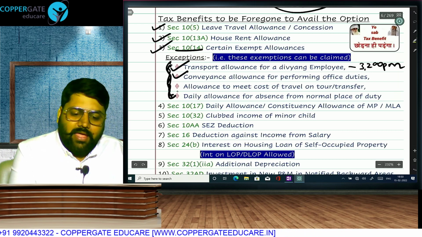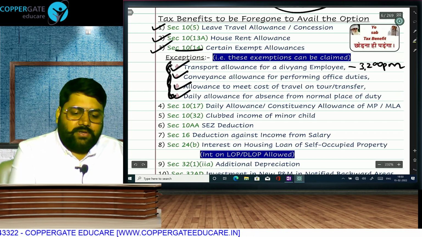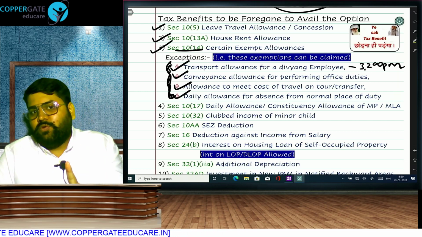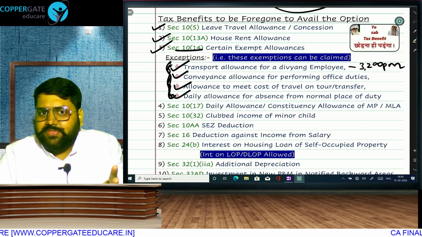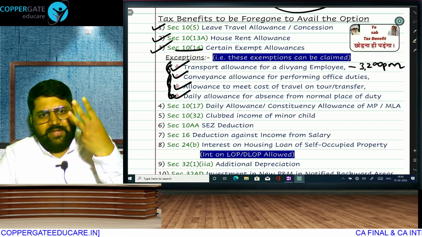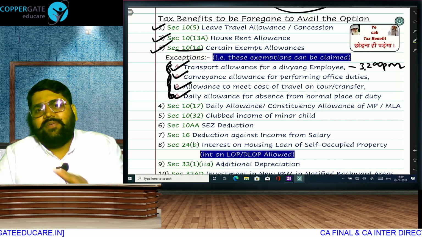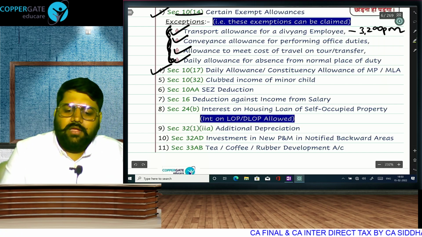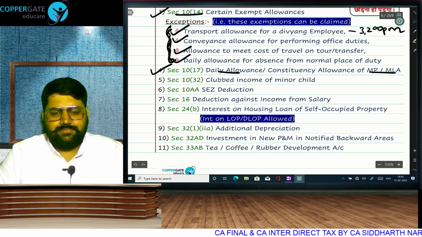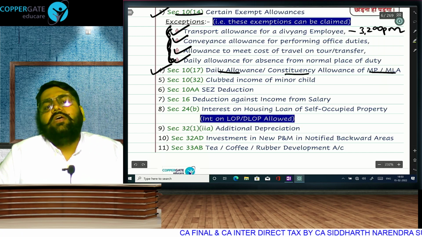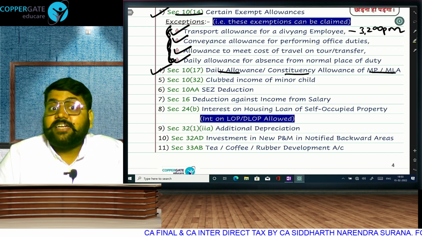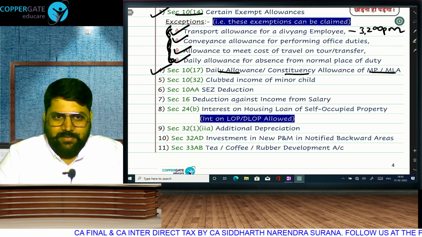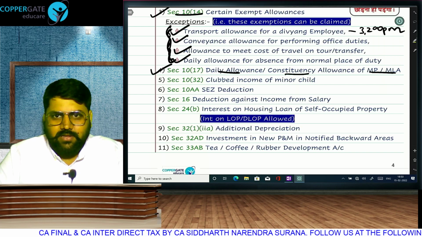I hope you have understood. Anything you are sent on a tour, travel, transfer or away from your normal place of duty, you get an exemption in the old regime, and you can take it also in the new regime. These four will be allowed. Other than this, children education allowance, hostel allowance, uniform allowance, helper allowance, tribal area allowance, all that will not be allowed in the new regime. Next, section 10(17). If you are an MP or MLA, you get daily allowance and constituency allowance, which is exempt under 10(17). Only sitting fees is taxable under IFOS. These are exempt, but exemption is available only in the old regime. In the new regime, it will be taxable.